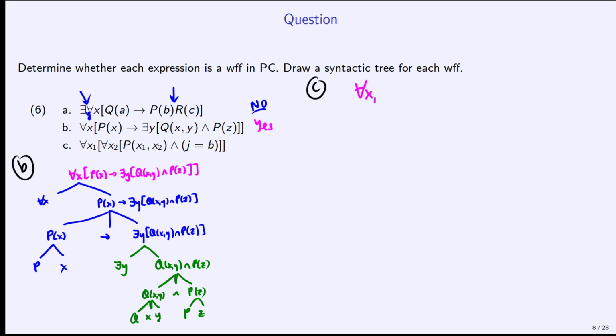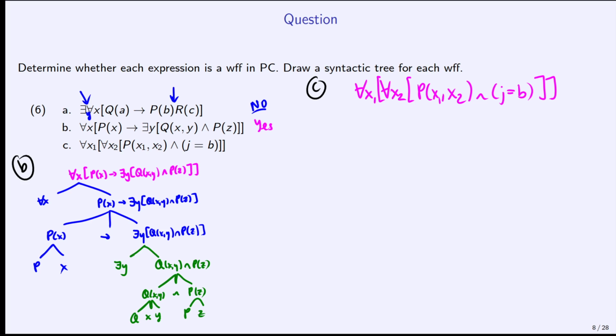So this time, instead of using x's and y's, I've used x1 and x2. It really doesn't make a difference. I could use y instead of x2, but sometimes you might need more than 26 variables. Well, you won't in this course, but sometimes you do. And when you do, it's good to use subscripted numbers instead of just going through all the letters and then doing it again. Okay, all x1, all x2, Px1x2, and j equals b.